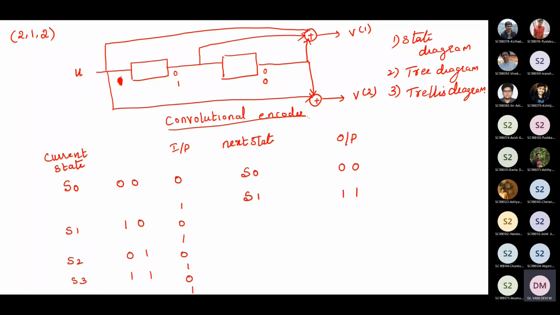Okay. So here the input is 1, 0, 0. You will perform the output. Next, when you give a clock pulse, the next state will be 1, 0. It will be going. Similar way, S1. S1 is 1, 0.